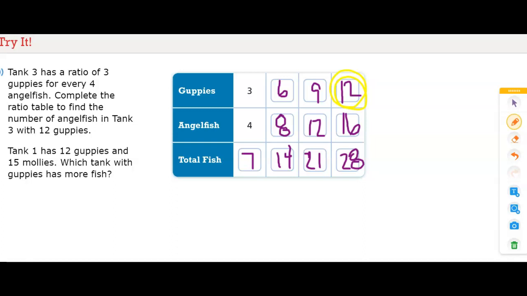And then for tank 1, we'll look back at the example. Tank 1 with 12 guppies, they had 27. So 27 compared to 28. So 27 for tank 1 is less than 28 in tank 3. So tank 3 has more total fish than tank 1.